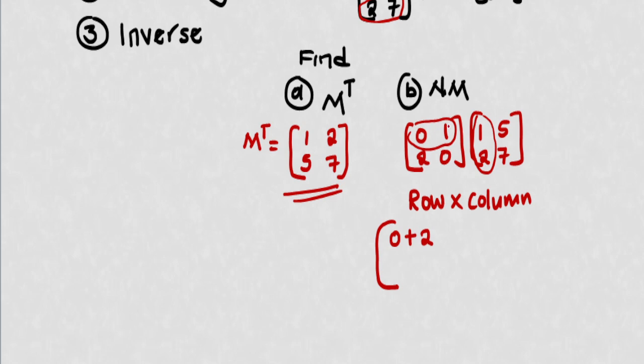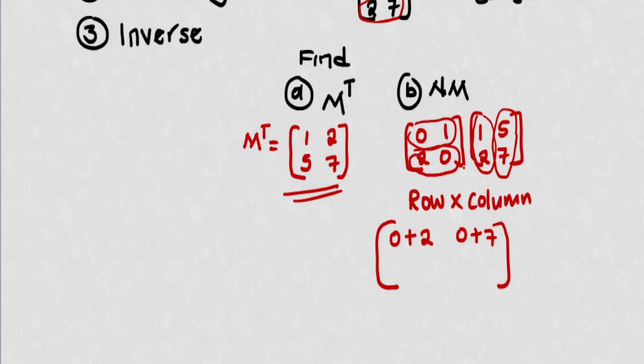Then I'll take this same row multiplied now by this other column. So 0 multiplied by 5, I'll get 0, plus 1 multiplied by 7, I'll get 7. Then I'll close like that. Then I'll come to the row which is down here. It's going to multiply the column there.